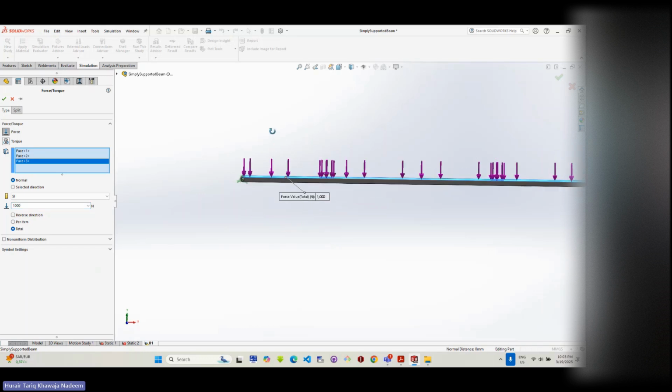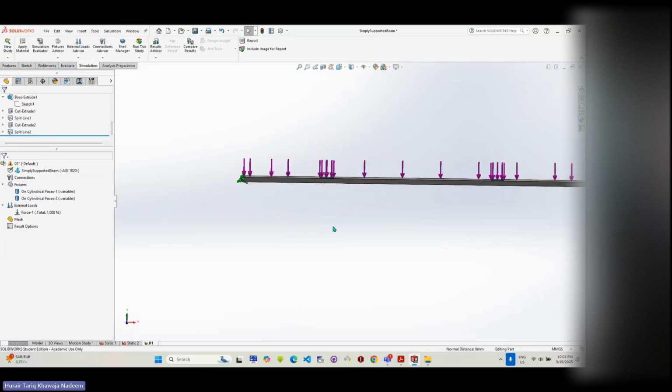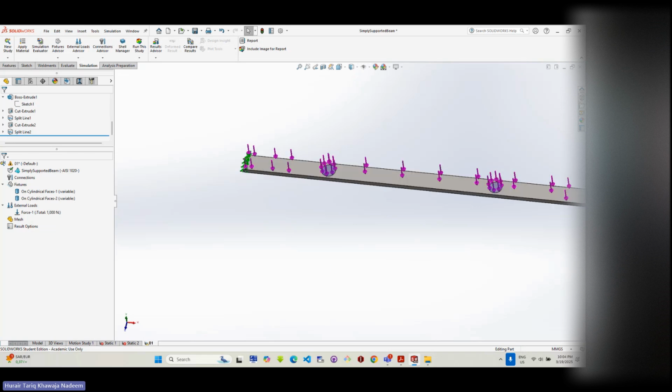So the direction, let's see the direction. Direction is okay. Click done. So all the area is going to have 1000 Newton. Do not worry about this. They all have a uniform distributed loading, although it seems that this is having a higher value. It's not like this. So it's written total, and total means the whole thing has got a force of 1000.